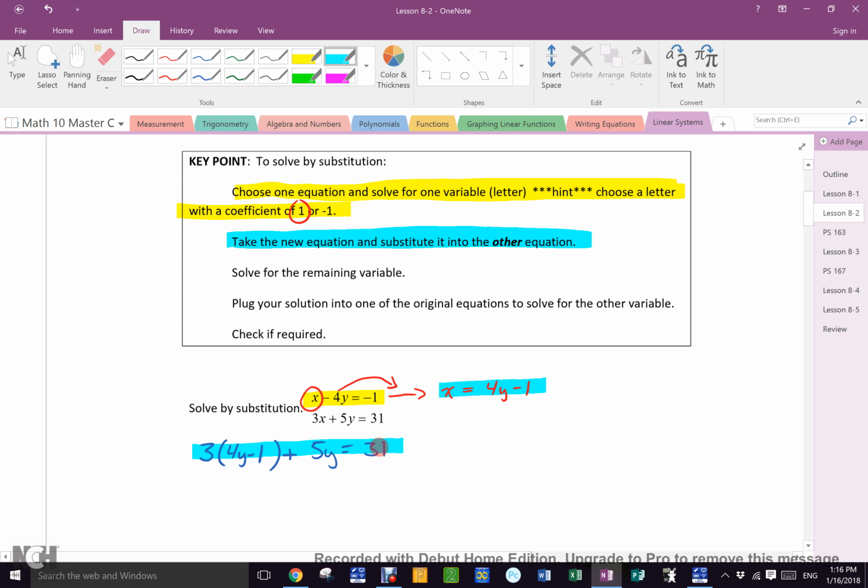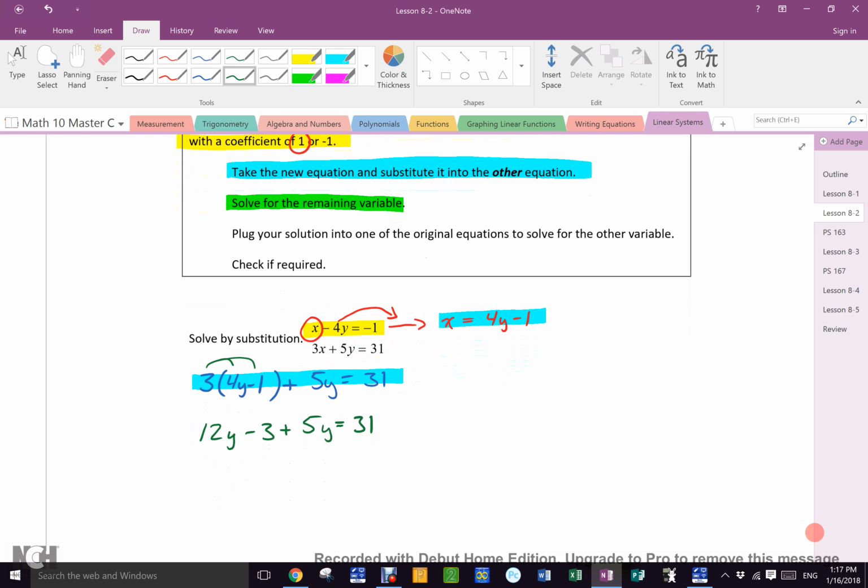Now what? Green step, what does it say to do? Solve for the remaining variable. What is the only variable we have left, Jack? Y. So we take this and we get y. How do I get rid of these brackets? Expand to get what? Equals 31. Have I solved for y yet? What should I do now? Okay, I got 2 y's here. What do I got to do? Collect like terms. What is 12 y's and 5 more y's?